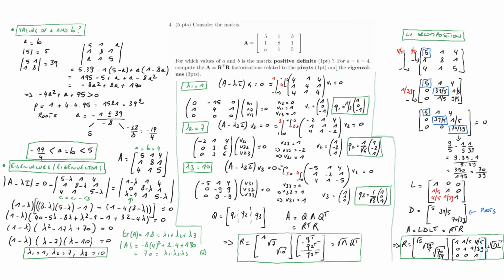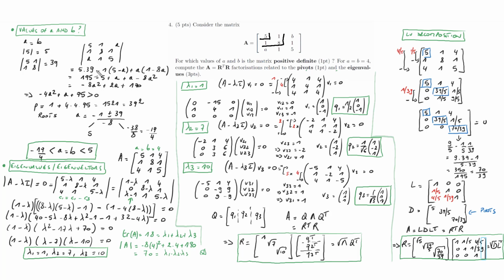Well, let us now have a look at the answer of question 4. So first of all, we have to look at the values of A and B, which make this matrix positive definite. Obviously the matrix has to be symmetric, so A is equal to B. So what we'll do is compute the upper determinants. So the first one is this one over here, so that's 5. The next one is this one over here. It's quite easy to compute, it's 39, so they are both positive. And so now we have to have a look at the determinant of A.